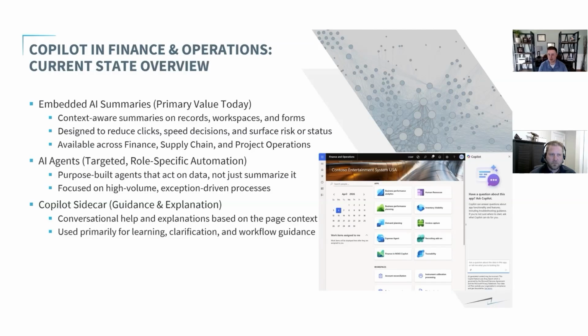The second is the AI agents. There are two primary agents. We're going to get into those in a little bit, but those agents are meant to act on data, not just summarize it. They are focused on providing high volume, exception driven processes and speeding up the efficiencies in those different areas.